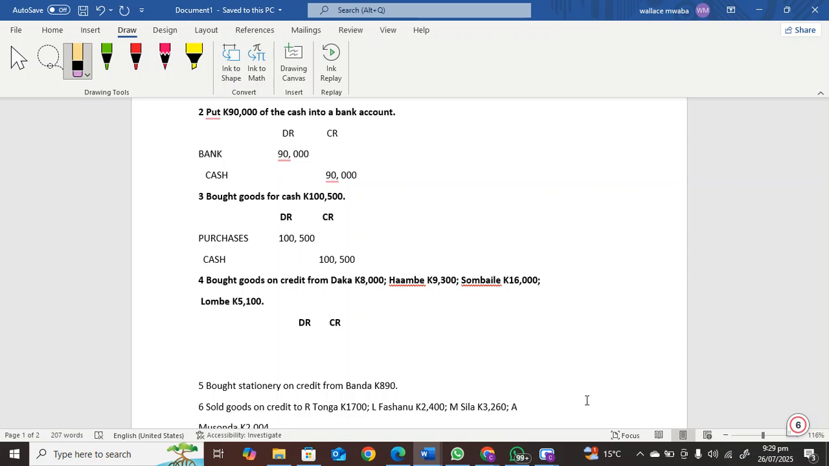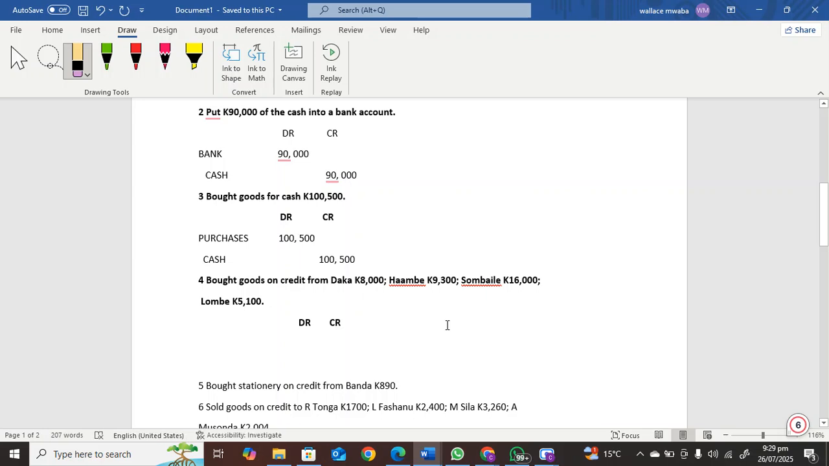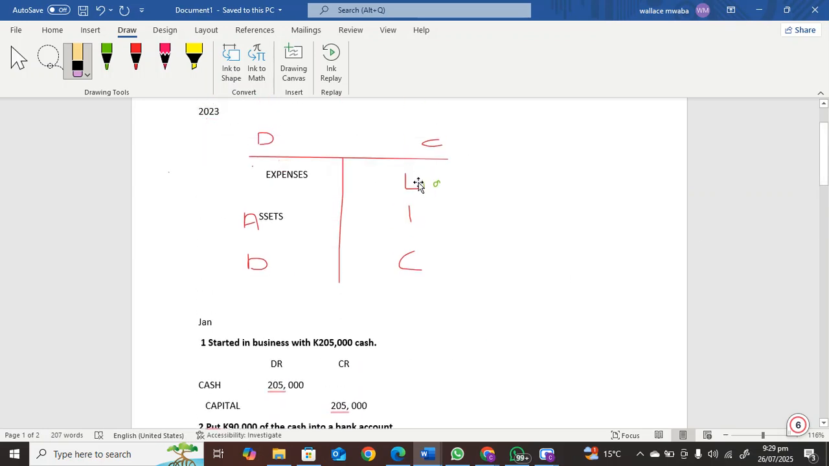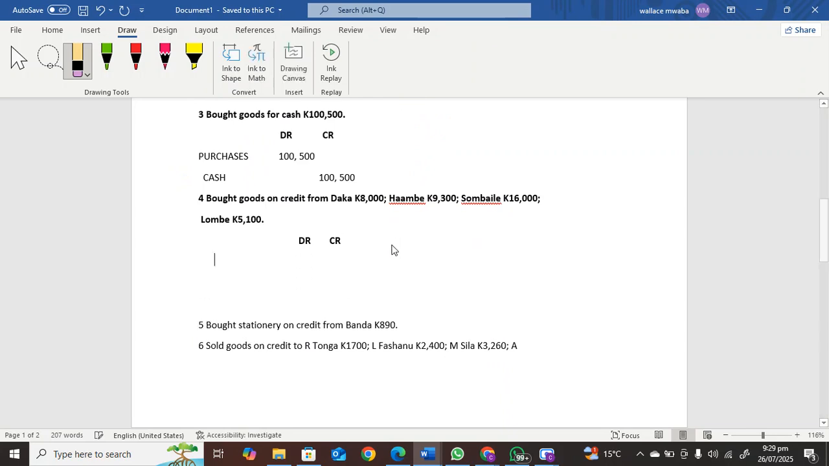Yes. Okay. So all of these people we were buying from on credit. So we're owing them. Liabilities, as we can see L here, liabilities increase with credit. So we're going to credit all those people. Then purchases is an expense, so we debit the expense. So what we can do is put here purchases.